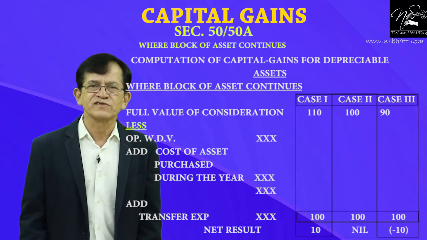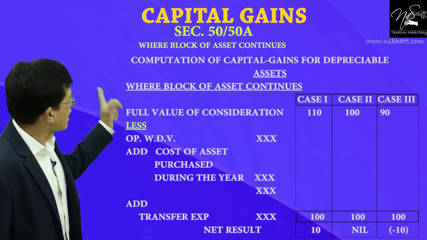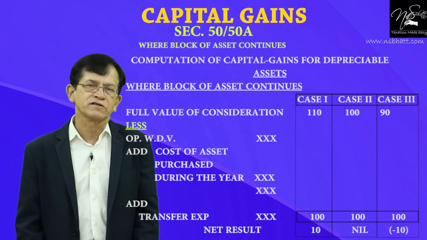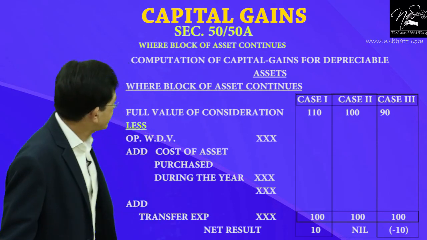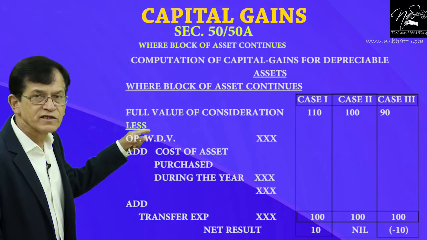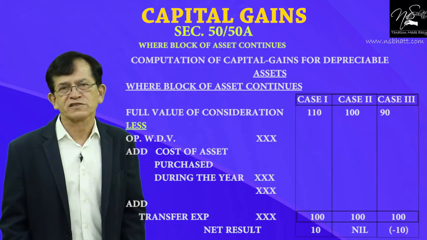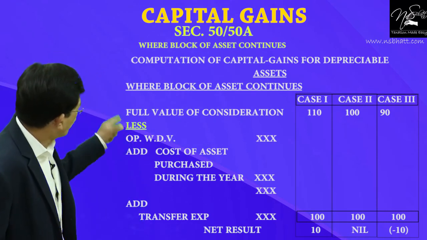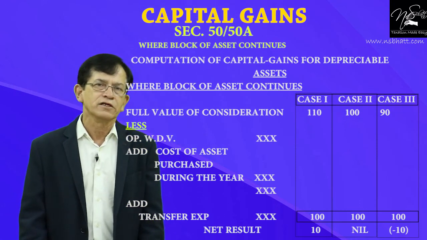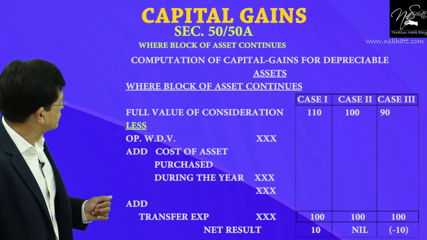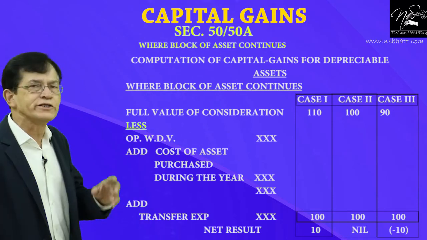Formula slightly differs. See what that formula is. For a block that continues, it starts with the full value of consideration. But these are depreciable assets. Therefore, straight away I move on with the word less and see less are what? These assets are never maintained at cost. So we write less the opening WDV of the block. What is WDV? The written down value. The opening WDV of the block, to that you add, and you add the cost of the asset acquired during the year.